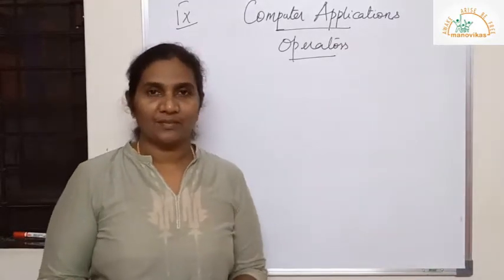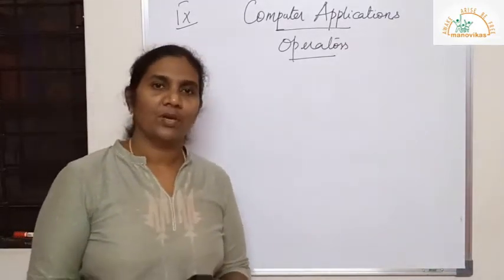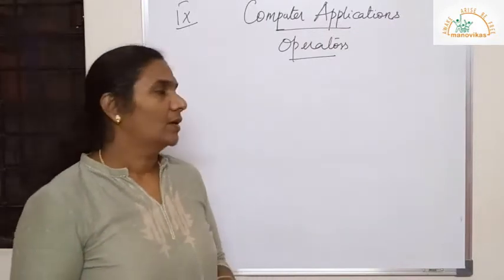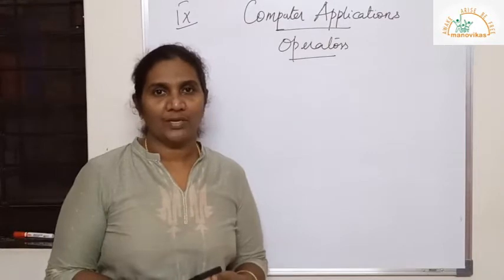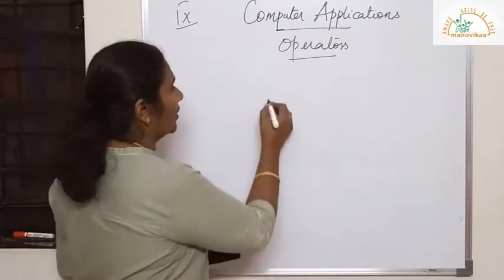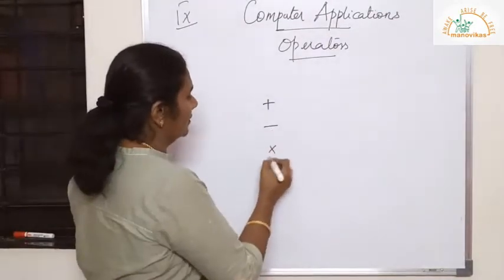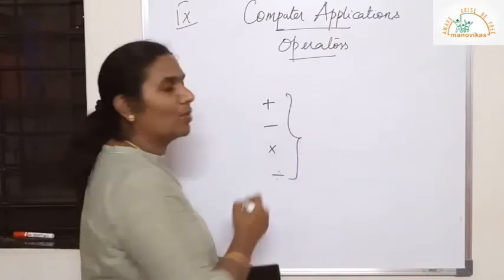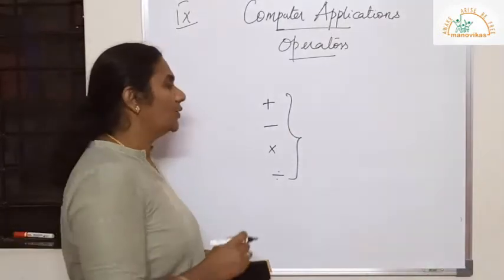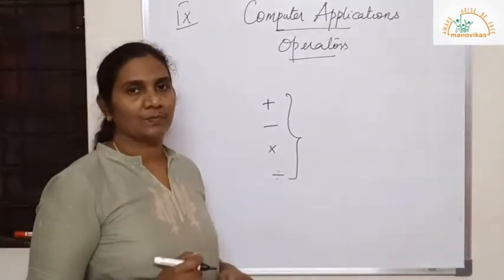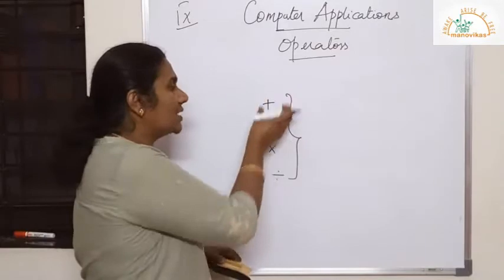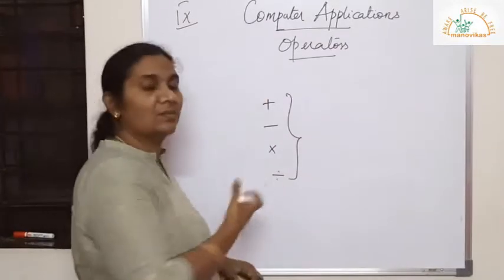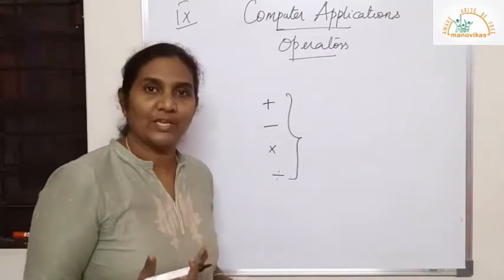What is an operator? Operator is a symbol which is used to perform some calculation. We are familiar with mathematical operators, like we use plus, minus, multiplication sign. So these are some of the mathematical operators we use for some calculation. Basically these are some symbols. These are not digits, these are not characters, letters. So these are some symbols which are used for some calculation.